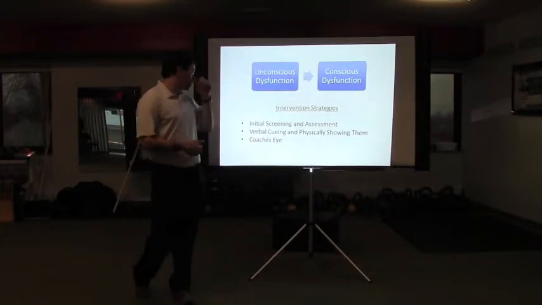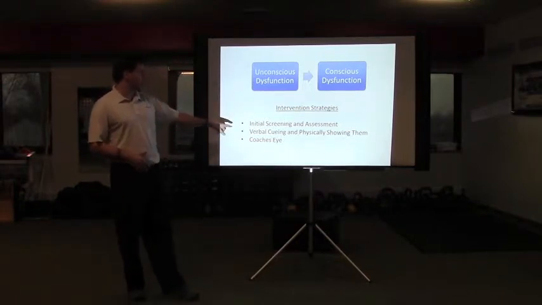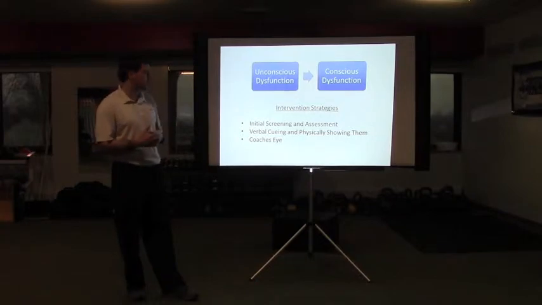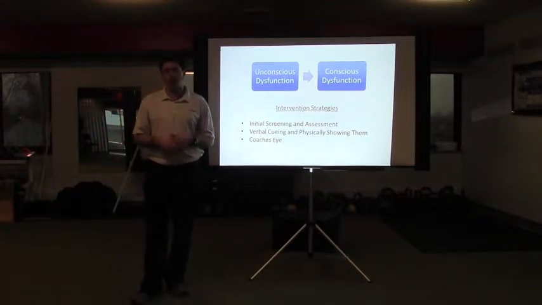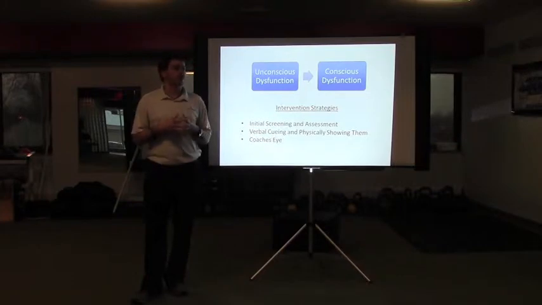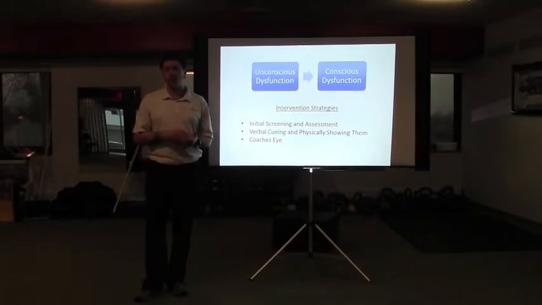So we've got the first one here, the unconscious dysfunction to conscious function. I already talked about the initial screening and assessment and verbal cueing, so that could be like that first session I talked about. Coach's Eye is another great tool you can use. It's just an app we have on our phone. If a client or athlete isn't really seeing what's going on, you're verbally cueing them, you've taken them through the FMS and they still just don't get it, Coach's Eye is a great tool for that.